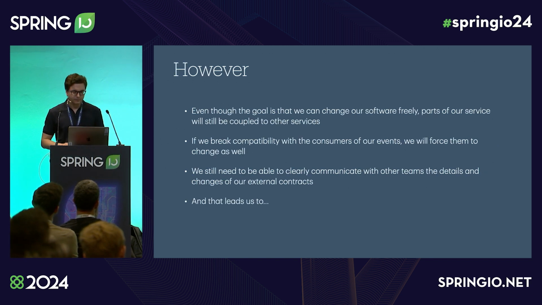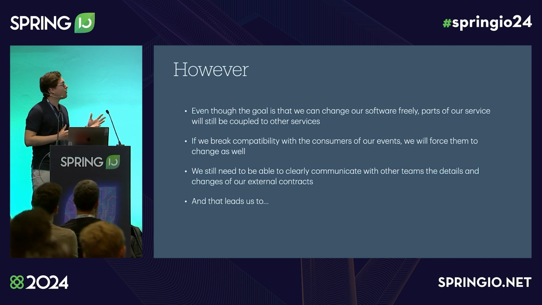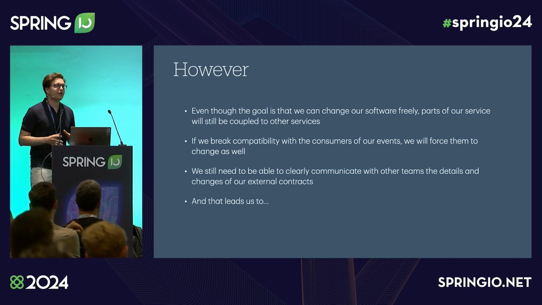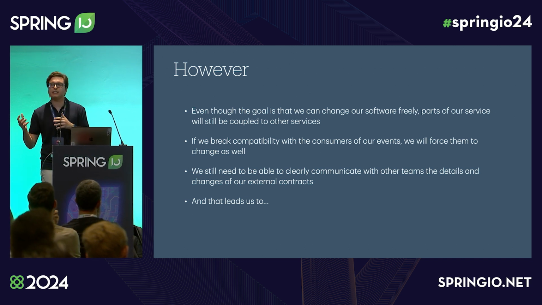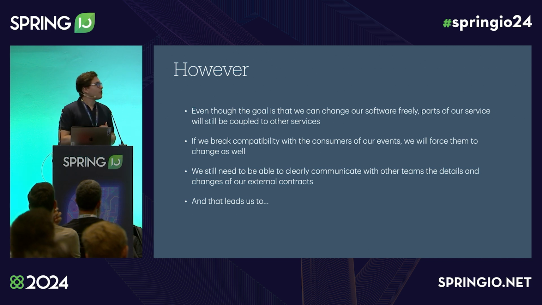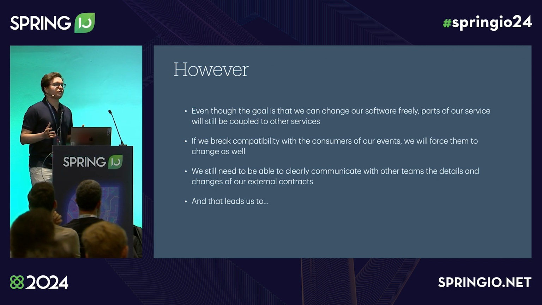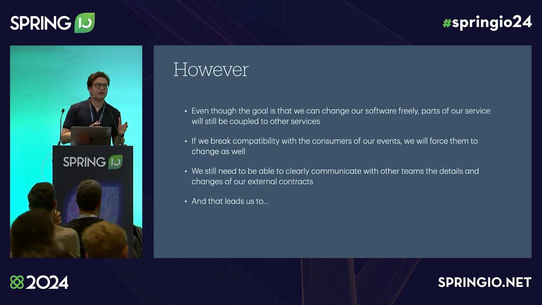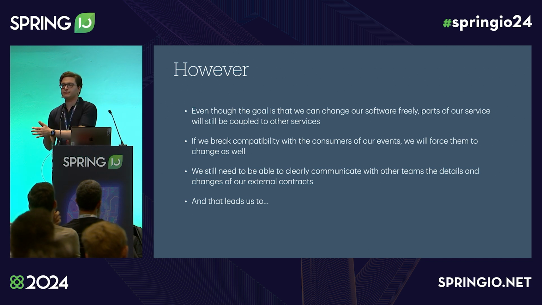However, even though the goal is that we can change our software freely, so we have parts of our software that we can change independent of other teams, parts of our service is still coupled to other services, right? So we still have contracts, we still have events, and if we change those events, we also need to communicate to the other teams that these events have been changed so they can change accordingly because we're going to affect them.